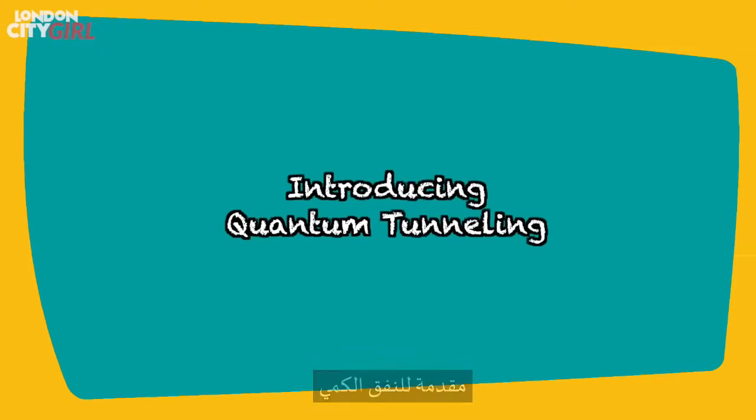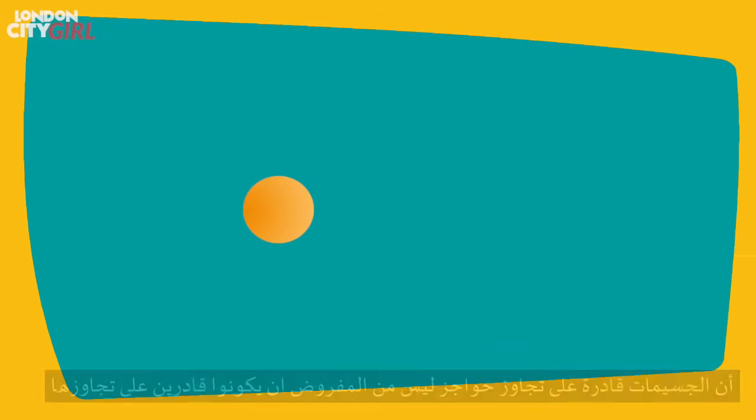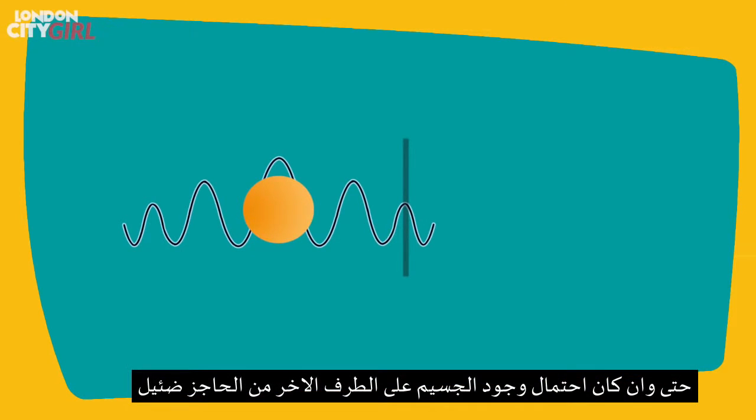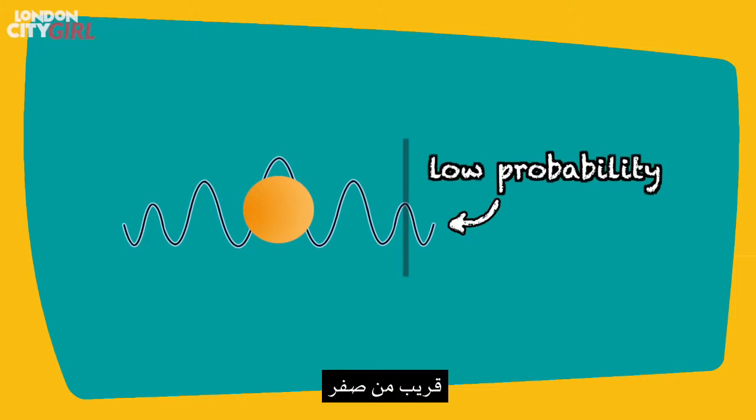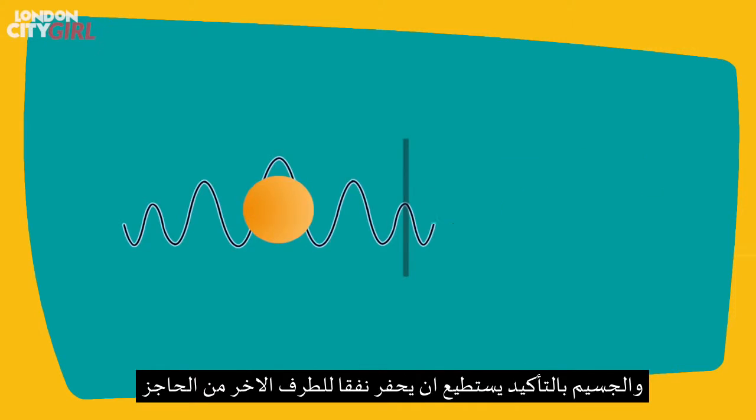Introducing quantum tunneling. In a phenomenon called quantum tunneling, it has been observed that particles have the ability to cross barriers they shouldn't be able to. The reason for this is down to the particle's wave function. Let's use an example. This particle here shouldn't have the energy to be able to cross this barrier, but it can, and that's down to its wave function. Even though the probability of finding the particle on this side of the barrier is low, it is not zero, and the particle can indeed tunnel its way to the other side of the barrier.